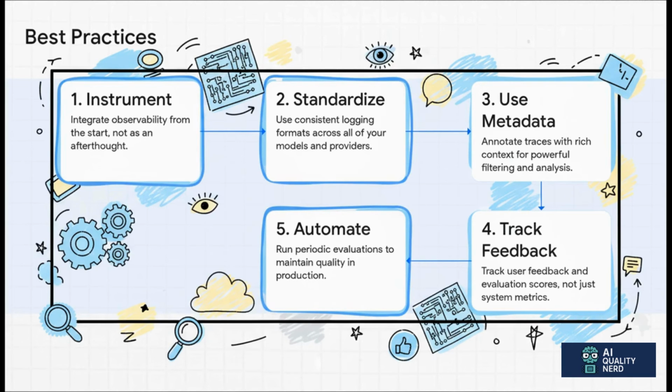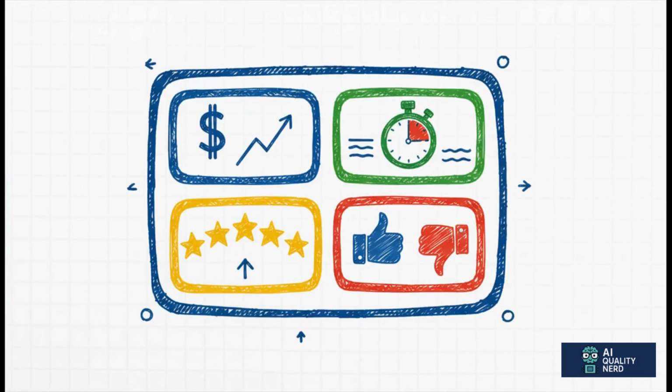And finally, number 5, automate your quality checks. Set up scripts to run regular evals so you can catch when your model's quality starts to slip before your users do. And when you do all this, the payoff is huge. You go from flying blind to having this incredible dashboard with real-time data on everything: cost, latency, quality, user feedback. It's a total game changer for how you manage your AI.